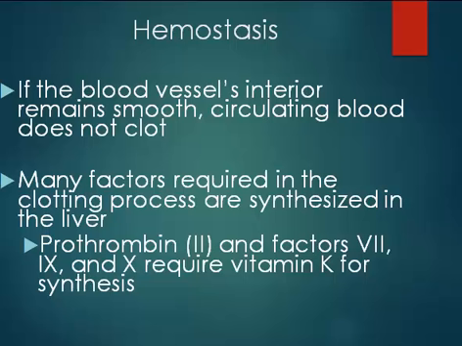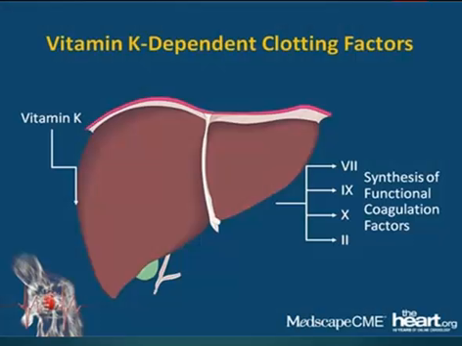Now, if the interior of a blood vessel remains smooth, circulating blood does not clot. It's that roughness from the plaque that can cause the platelets to stick to it. Many factors are required in the clotting process, and these factors are synthesized in our liver. Prothrombin and factors 7, 9, and 10 all require vitamin K for synthesis. And so here's a nice little image for you of the liver, vitamin K, and synthesis of our coagulation factors.